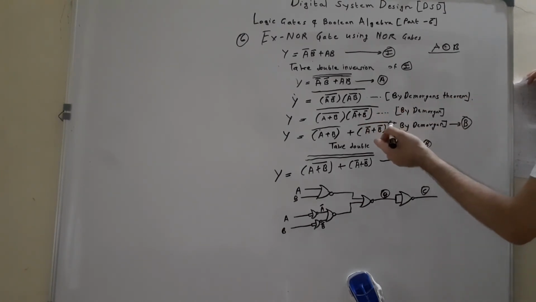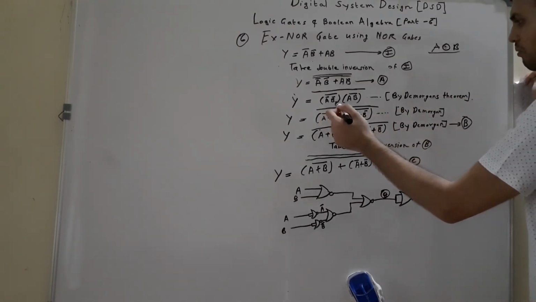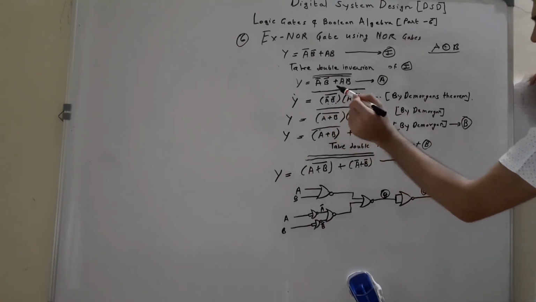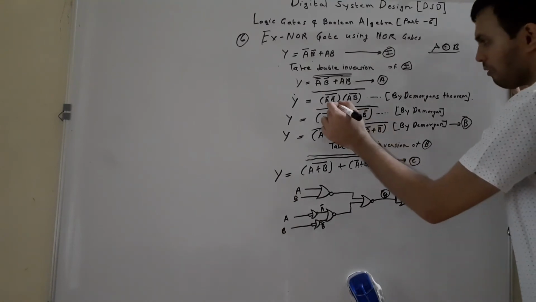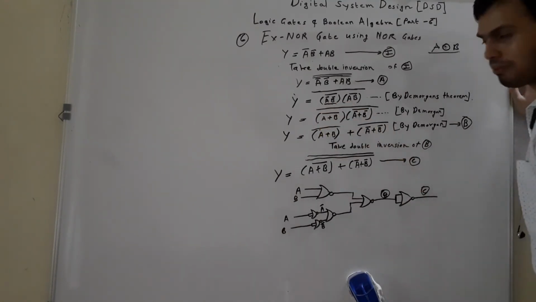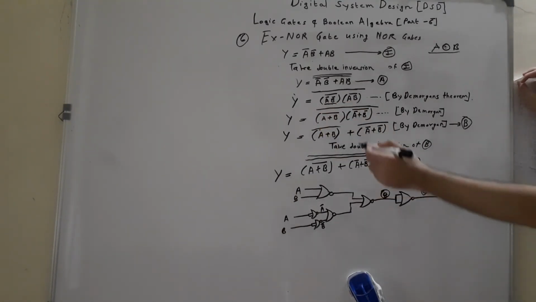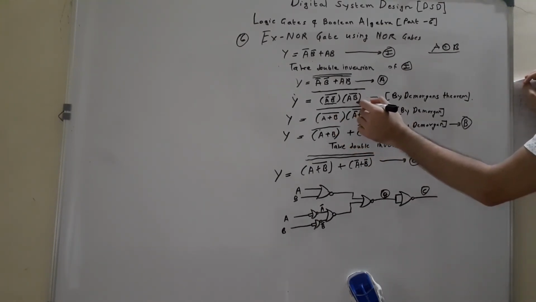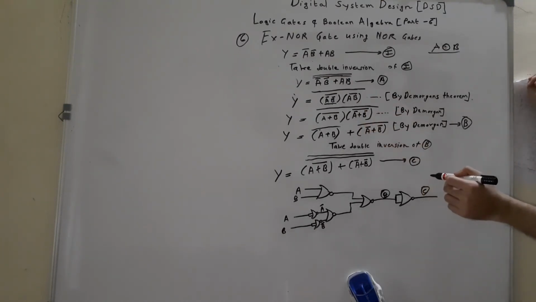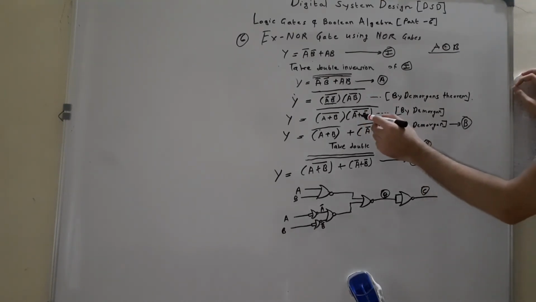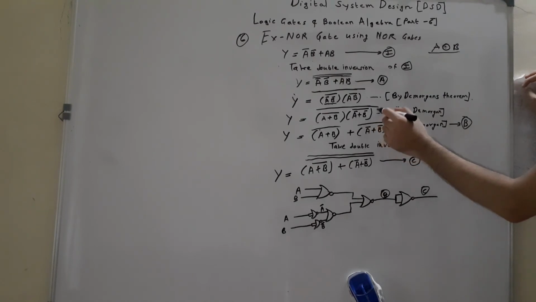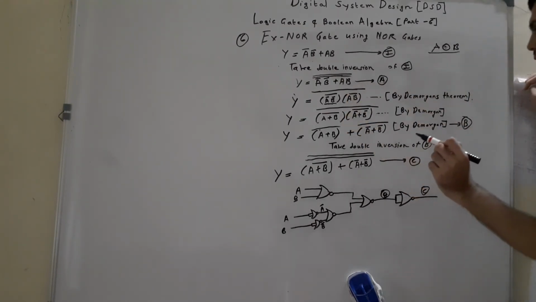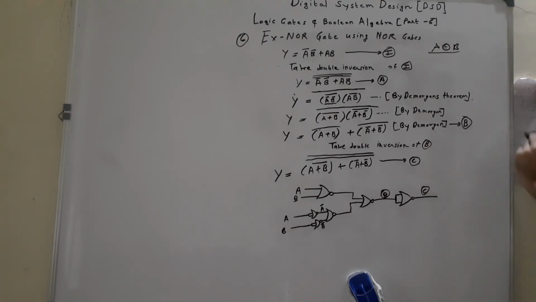Then again apply De Morgan's theorem to these inner terms. What is this A bar dot B bar? So what will you write in place of A bar dot B bar using De Morgan's theorem? That is nothing but we will replace it by A plus B the whole complement. How will you write A plus B the whole complement? By applying De Morgan's theorem, we will write the same thing as A complement plus B complement the whole complement, and the complement at the top of the entire expression will remain as it is.